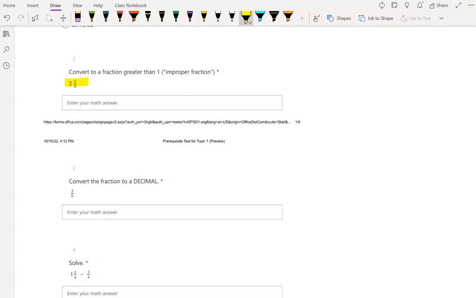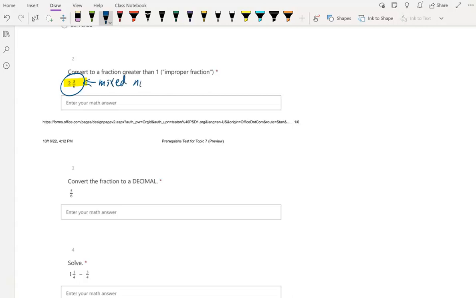And we need to convert this to a fraction that is greater than 1. You've probably heard it called an improper fraction. A fraction greater than 1 is an improper fraction. And here's the process that we need to do to take 2 5/6 and make it an improper fraction. Anytime you want to take a mixed number like this, and that is a mixed number because it has a whole number or an integer and a fraction, we're going to convert that to an improper fraction or a fraction greater than 1.